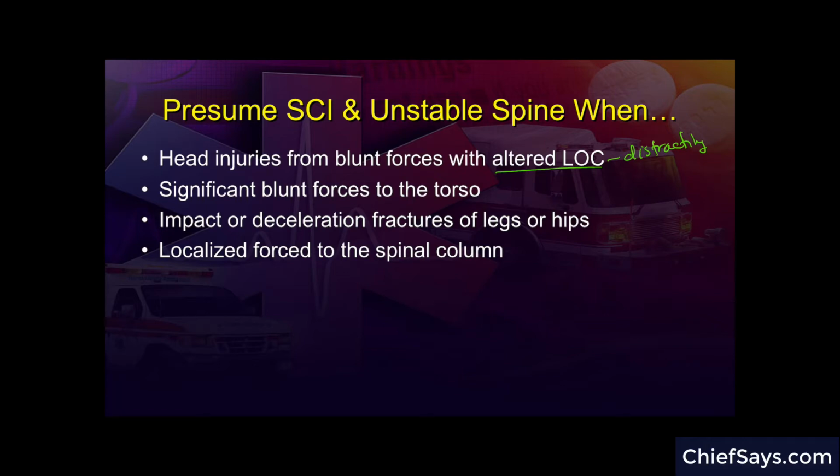Significant blunt forces to the torso can result in trauma to the spine since it's traveling in the posterior portion. Impact or deceleration fractures of legs or hips probably came with large amounts of energy that were also translated to the pelvis and the spine. And then localized forces to the spinal column. And this could be something that has a low velocity, a low amount of energy, if you will, translated to the spine, but it's done so in a particular area that allows all of that energy to impact the spinal cord or the spinal column directly.